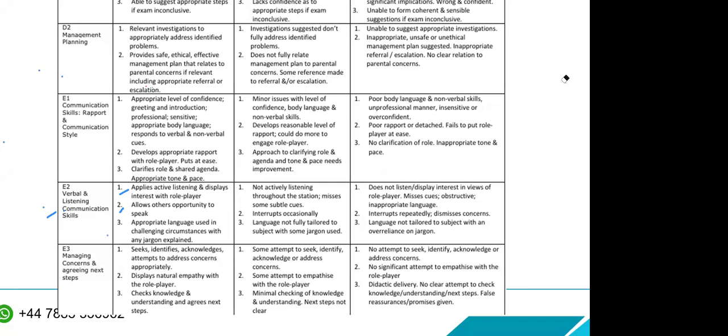Then appropriate language used in challenging circumstances, with any jargon explained. The jargon is basically, when you are dealing with the patients, they are laymen. They do not know our medical language. So if you use a lot of medical language and the role player does not understand it, it's not considered very good. Basically, they want you to use simple words. Like you will not use the word abdomen, you will use the word belly or tummy. You will not use the word ultrasound, you will use the word jelly scan.